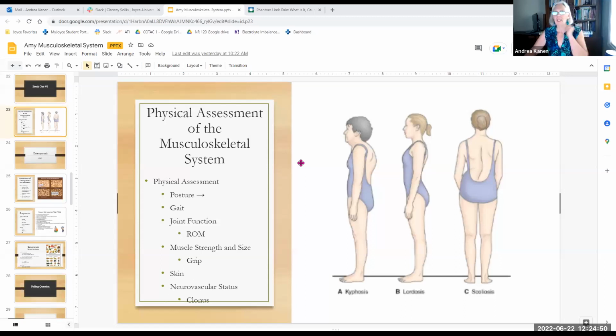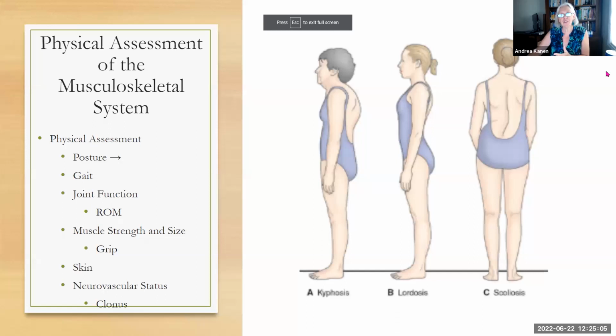Okay, so what are we looking at when we suspect someone has a problem or just as part of our assessment? And that is going to be posture off the top. So that's part of our general survey. And here you see some examples of problems with posture. Kyphosis, you can see this is just very pronounced here. Lordosis, pronounced here, and scoliosis. We've just got a curve in that spine.